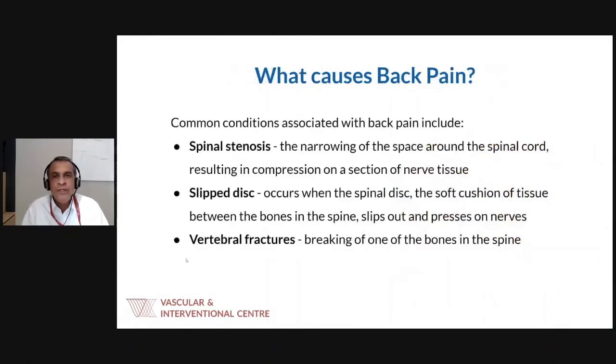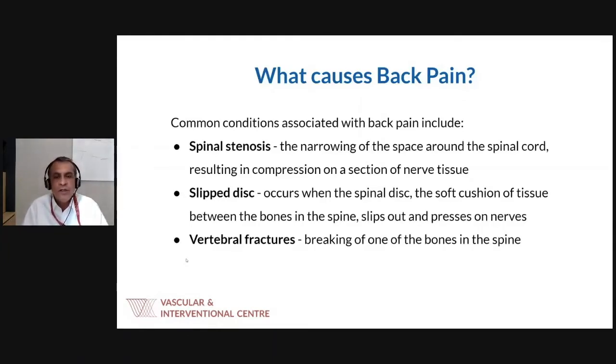Another very, very common condition, back pain. Almost all of us have had back pain at certain times in our life. There are different reasons. You can have lower back pain, you can have neck pain, shoulder or upper back pain, or the chest level pain, which is a bit less common. The commonest being the lower back pain and the neck pain.